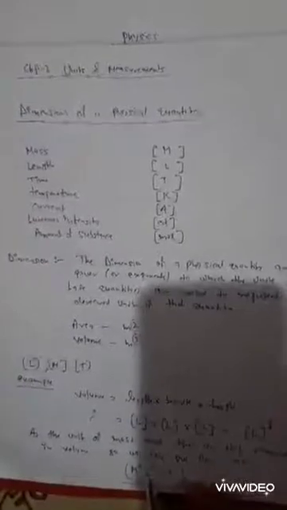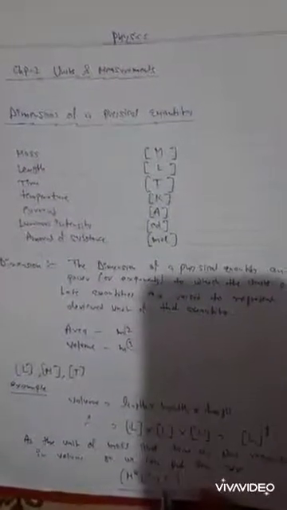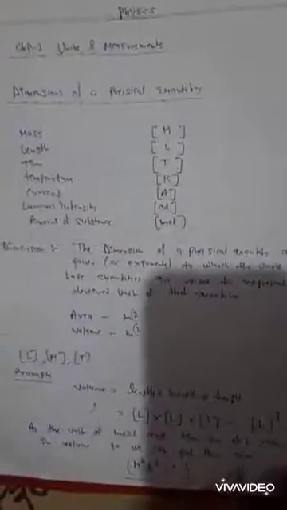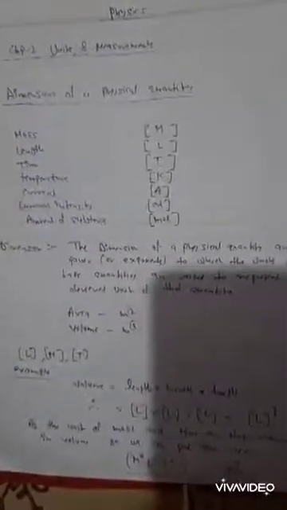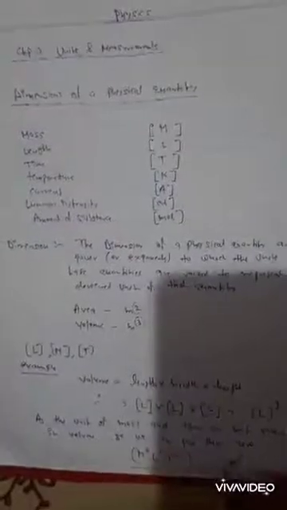Here we have written M0, L3 and T0. L is basically length, so we measure length in meter and it has power 3, so we will put 3 over there. We made the SI unit, so the SI unit of volume is meter cube.